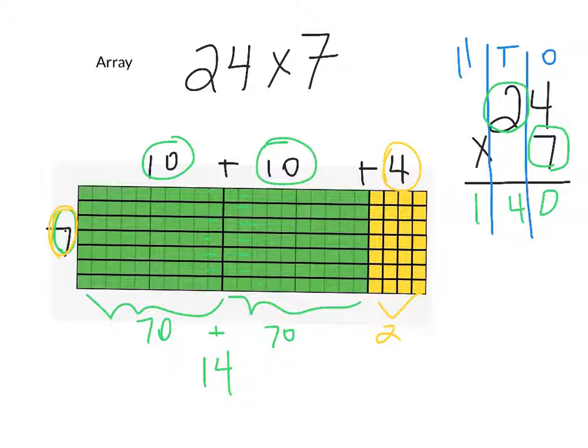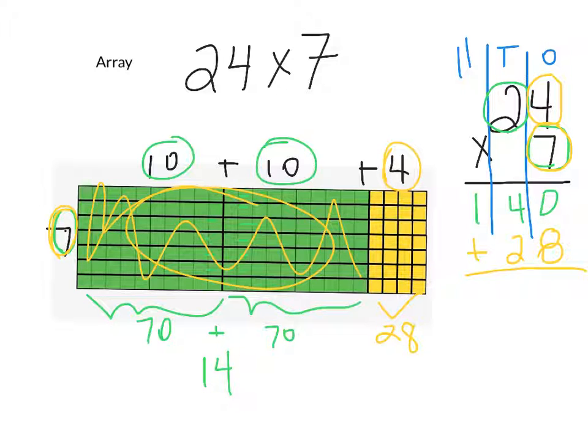And then I want to do the 7 times 4, which we said was, my 8 disappeared too, was 28. And I can add those 2 arrays together. I'm going to add the 140 plus the 28, and I end up with 168 for 24 times 7.